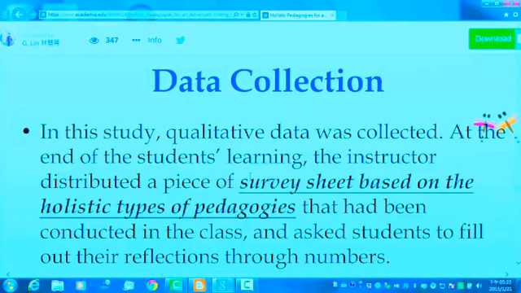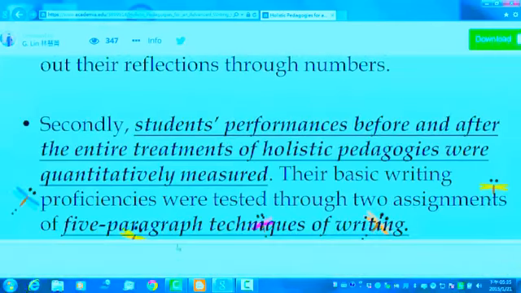About the data collection. In this study, qualitative data was collected. At the end of the students' learning, the instructor distributed a survey sheet based on the holistic type of pedagogies that had been conducted in the class, and asked students to fill out their reflections through numbers. Secondly, the students' performances before and after the entire treatment of holistic pedagogies were quantitatively measured. Their basic writing proficiencies were tested through 2 assignments of 5-paragraph writing.